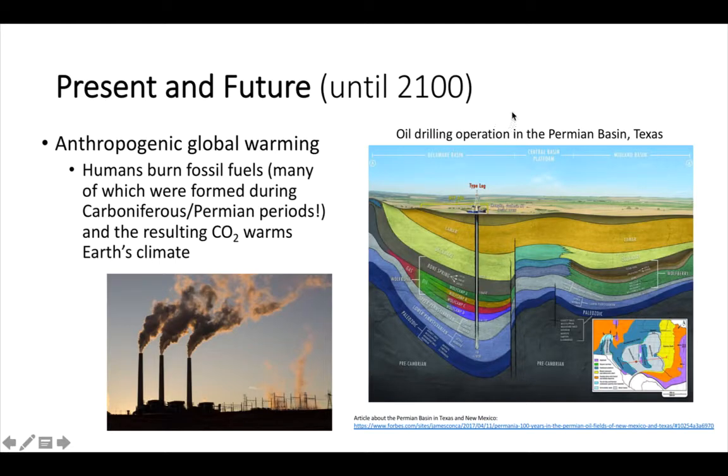And this is an example of an oil drilling operation in the Permian Basin. You can see the stratigraphy underneath the surface of the Earth down to the Carboniferous and Permian where these oil and gas deposits are.